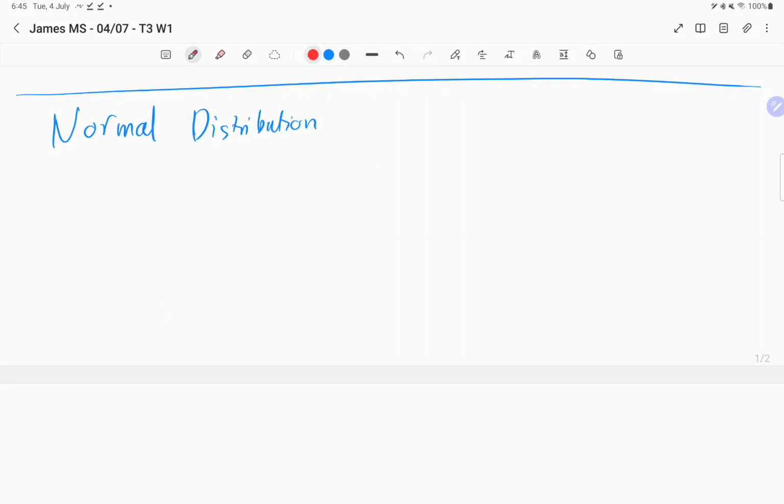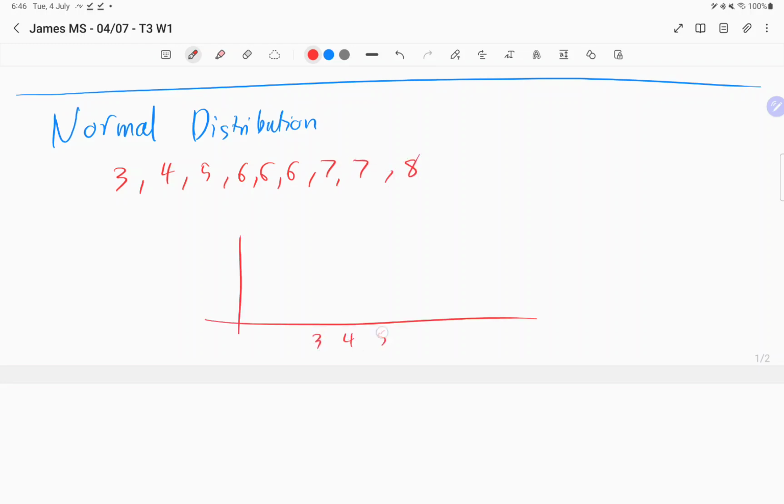So, you know how, for example, if a data set is 3, 4, 5, 6, 6, 6, 7, 7, 8, you can plot that on a number line. So 3, 4, 5, 6, 7, 8, and you put the dot plot. So one of this, one of that, one of this, and then 3 of that, and then 2 of this, and then 2 of the 7 and 1 of the 8. So generally, it will make kind of a shape that looks like that.